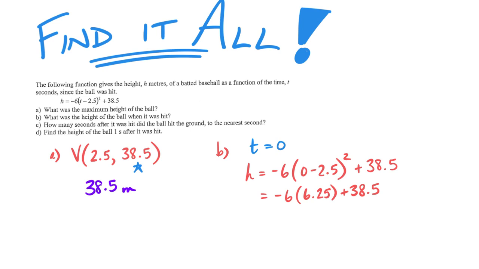And I can slowly work my way through order of operations. Now I can deal with my multiply, my negative 6 times my 6.25. That's a negative 37.5. And when I then add that to 38.5, I get down to 1. What am I measuring in this case? Height, and height is in meters. There we go. So hopefully A and B make sense. I'm hoping that that's pretty straightforward in terms of application.